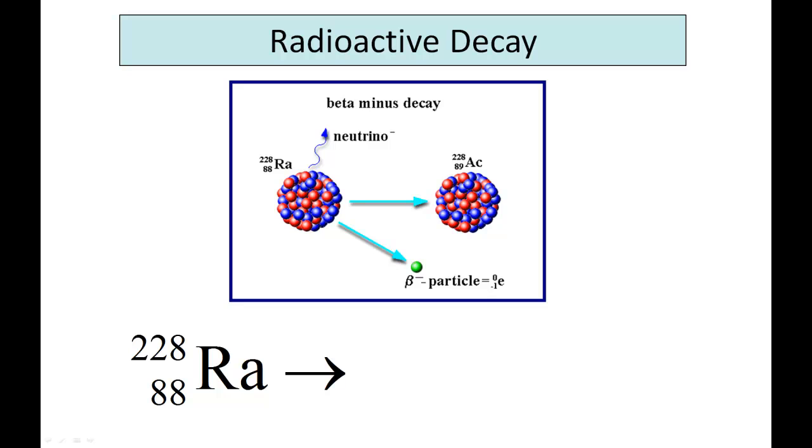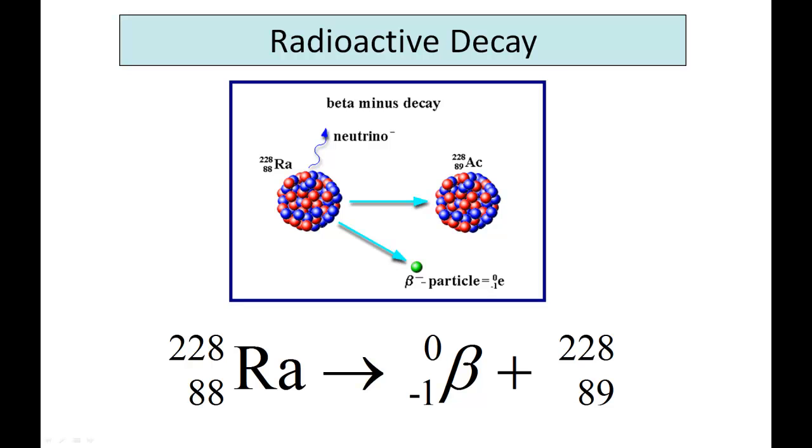The example I'm going to do is radium-228. Notice it has an atomic number of 88. If it loses that beta particle, you'll notice that its mass number shouldn't change, and it has a -1 for its atomic number. If we use the law of conservation of mass to predict what's remaining in the original nucleus, we see that the mass number has not changed, and the atomic number has gone up by 1.